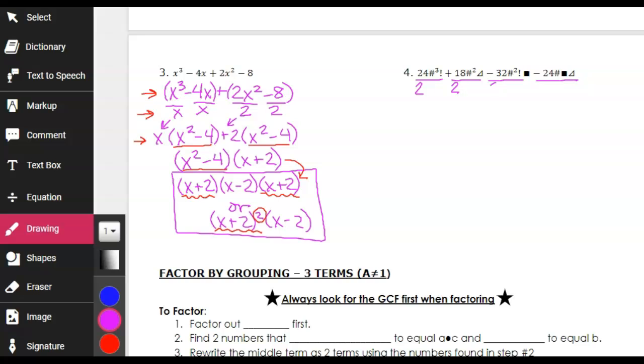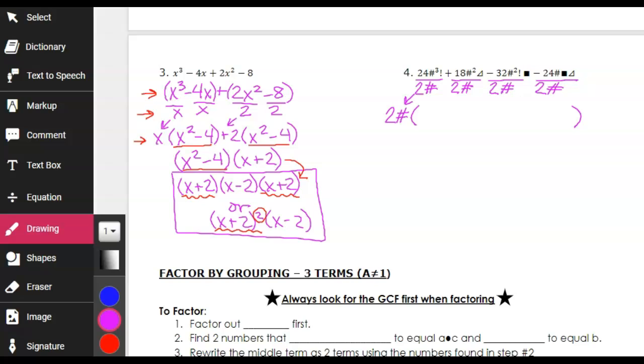2 is certainly part of the GCF, but they all also share the pound symbol, or you may know it as the hashtag. Not all of them have an exclamation mark or a square or a triangle, but they all have at least one pound symbol that they can give up. So 2 pound is the GCF, and 2 pound is going to come out in the front, just like all GCFs do.